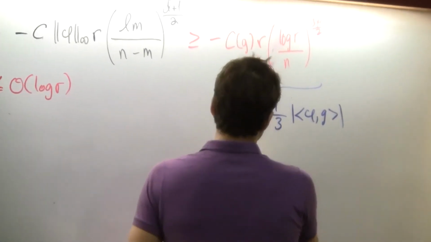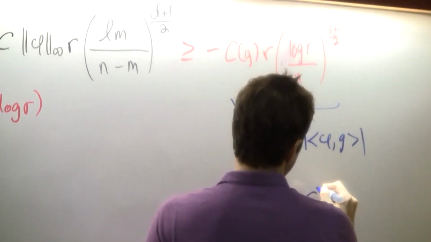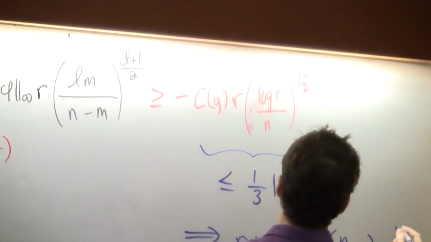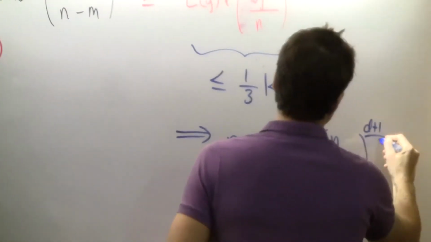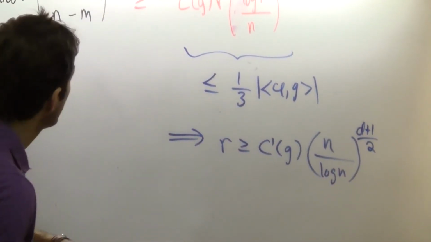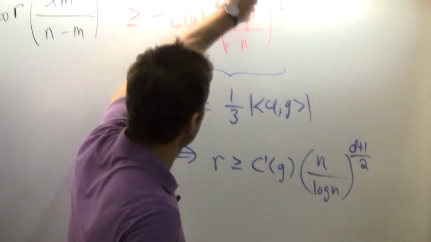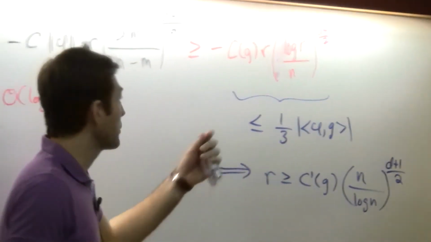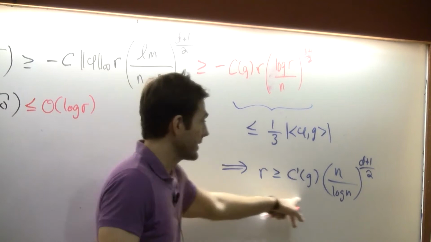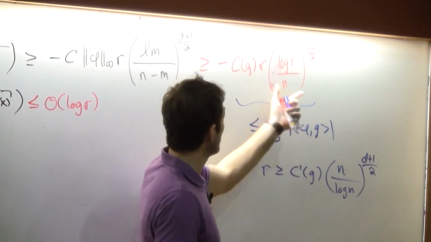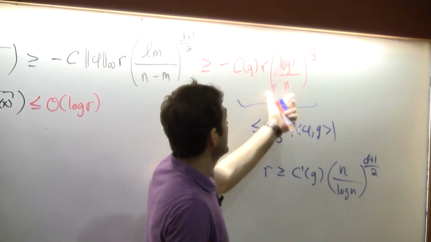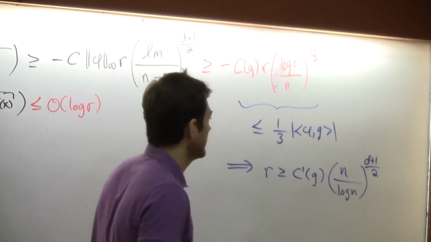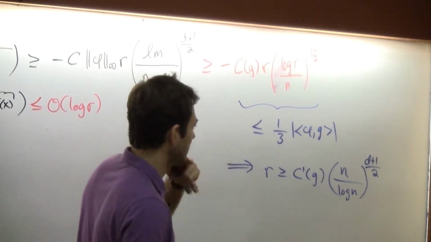So this implies that r needs to be at least some other constant times n over log n to the d plus 1 over 2. And by the way, if the log r wasn't there, you see it immediately, because if you ignore the log r, then it's just r times n to the minus this. So to avoid that going to 0, it must be that r grows fast enough. To avoid that this product is not epsilon over 3, it must be that r is at least this thing times epsilon times a constant.